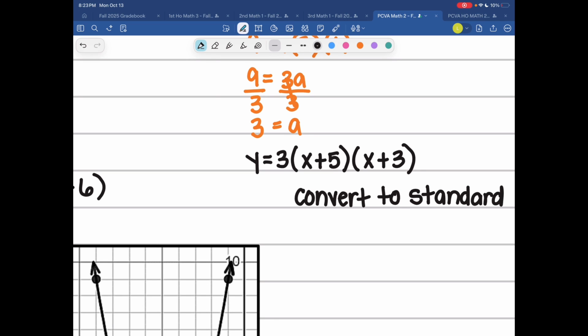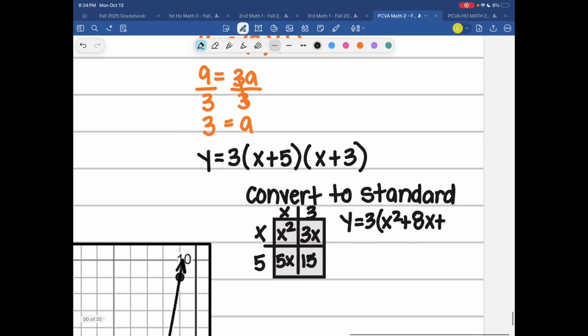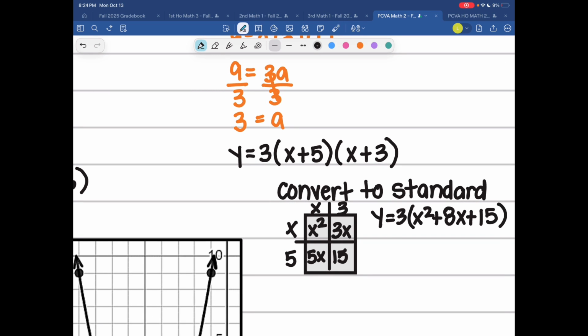So we would say the x plus 5, and then we would do x plus 3. So we have x and 5, x and 3. So that would be x squared. That would be 3x, 5x, and 15. Okay, so we would have y equals 3 times x squared plus 8x plus 15. And then at that point, all we would have to do is distribute the 3. So if we distribute the 3, that would be 3x squared plus 24x plus 45.